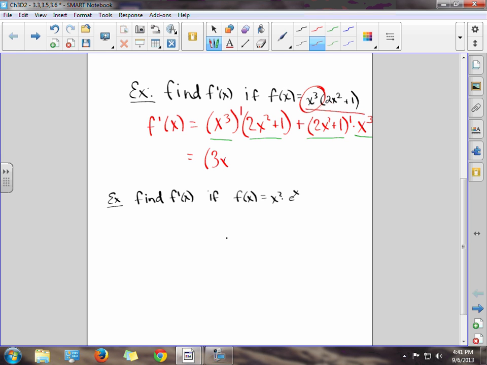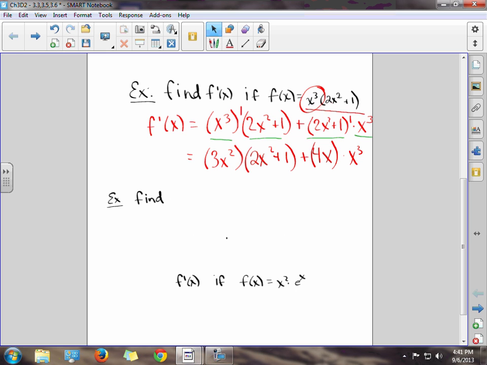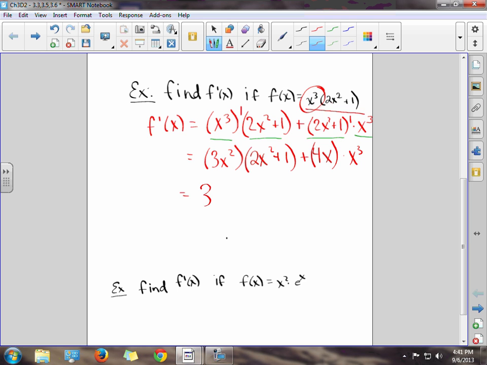So this is going to become 3x squared, right? If we bring the power down and subtract 1. This one is just going to stay the way it is. Now if we take the derivative of this g of x, we end up with 4x, derivative of 1 is just 0, times x cubed. And you can clean it up just a little bit. It might look something like this. I might just leave this the way it is. 3x squared times 2x squared plus 1 plus 4x to the fourth. And you could do some more things to clean it up, but I think I like it that way.